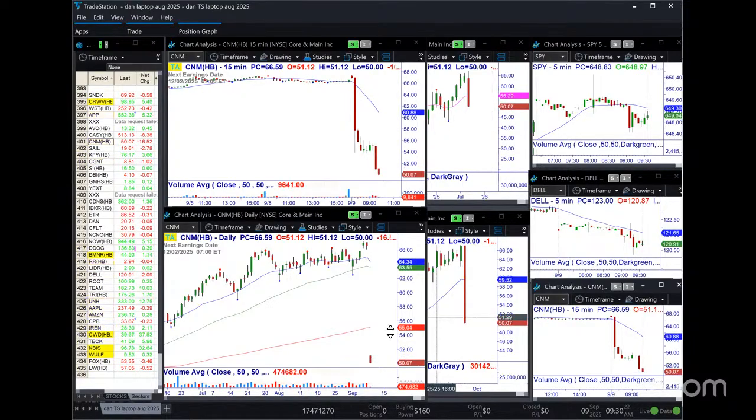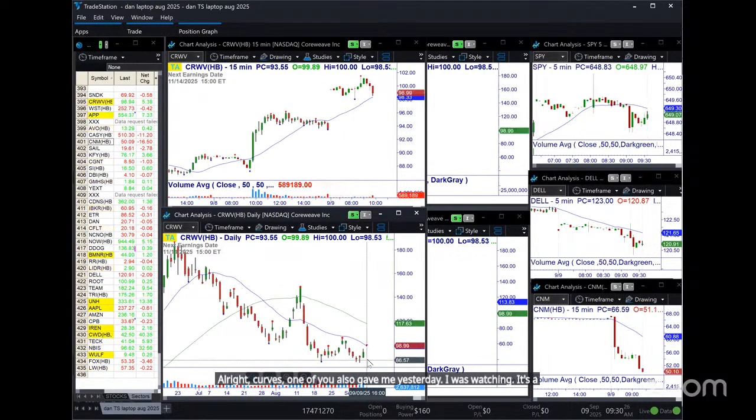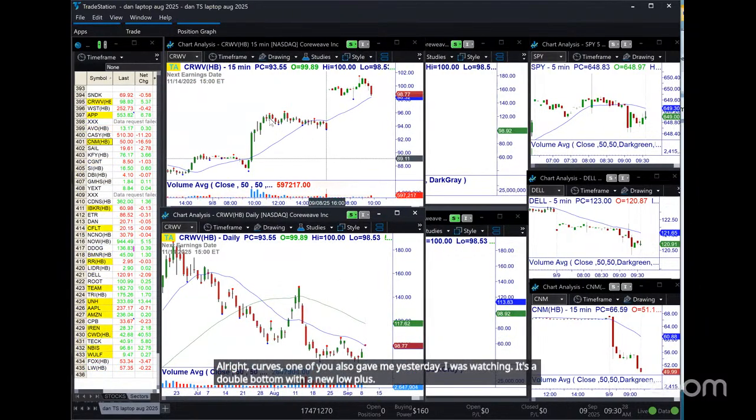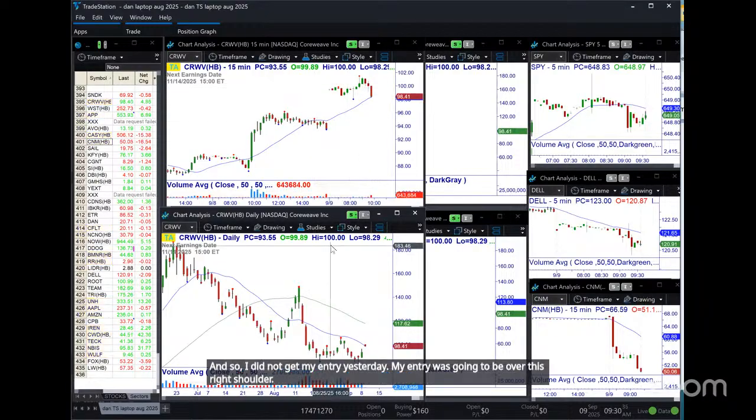All right, CURV, one of you also gave me yesterday. I was watching. It's a double bottom with a new low plus. And so I did not get my entry yesterday. My entry was going to be over this right shoulder, but the gap's messing it up.